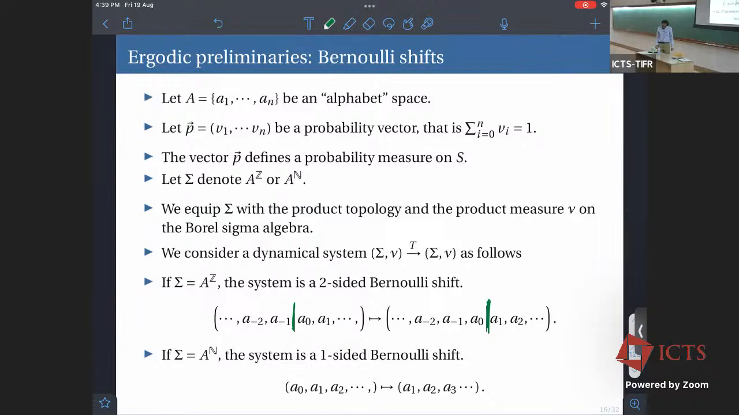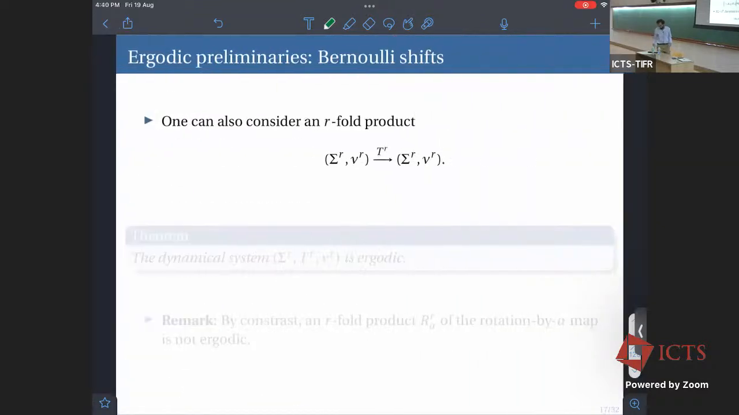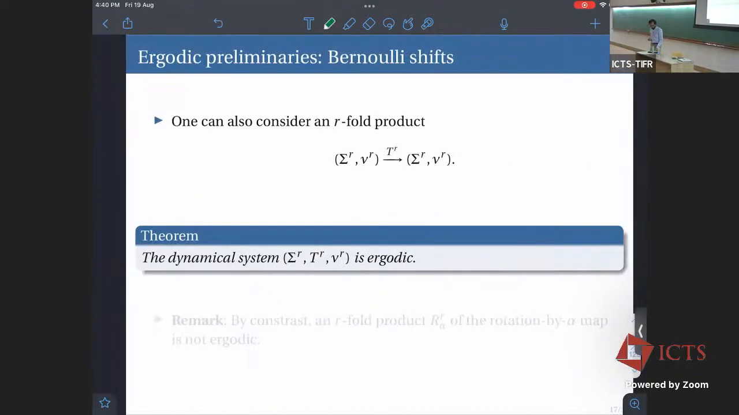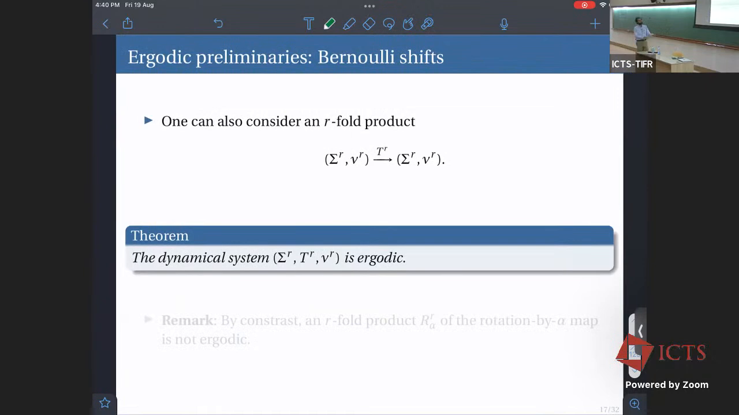Okay, on this dynamical system. But I can also do the same thing: instead of considering one copy of sigma, I can consider R copies of sigma and again consider Bernoulli shifts. And again, a folklore theorem is that this sort of dynamical system on these R copies of sigma, given by this R copies of left shift, is an ergodic map.